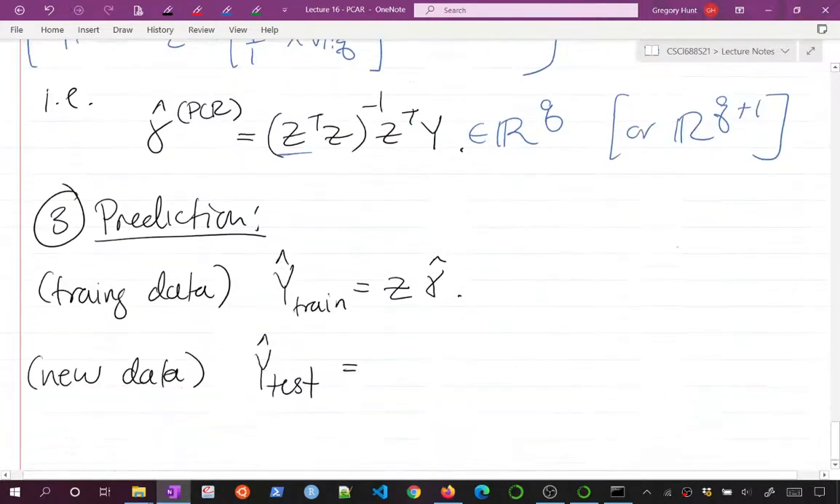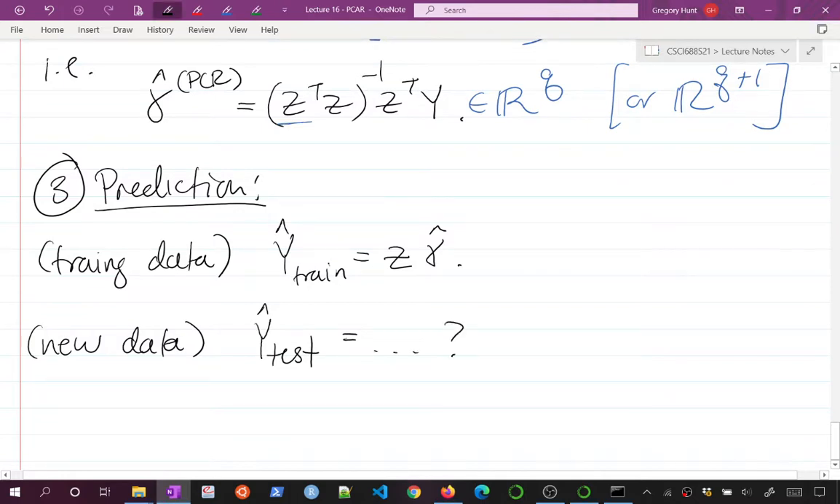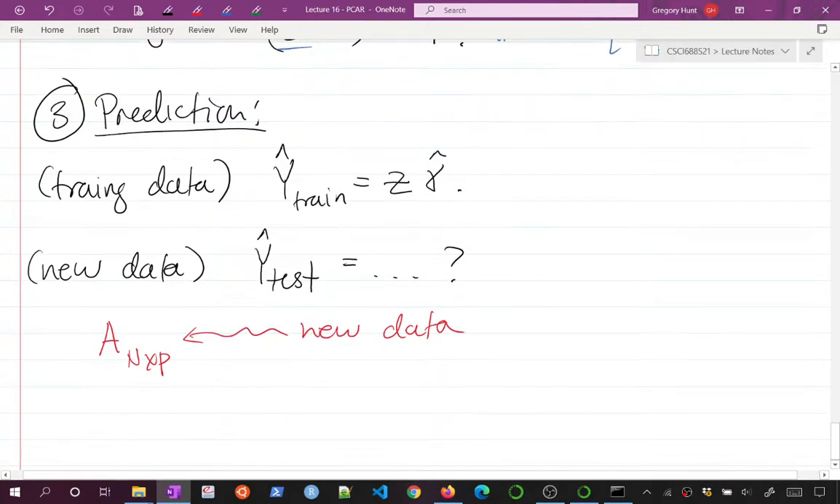So let's say A is an n by p matrix, and this is going to be new data that we want to predict. I can't just multiply by gamma because it doesn't even fit. Gamma is Q-dimensional, this is P-dimensional. And let's assume, what do we want to assume? We're going to make a tilde. So let's say step 0 is this.